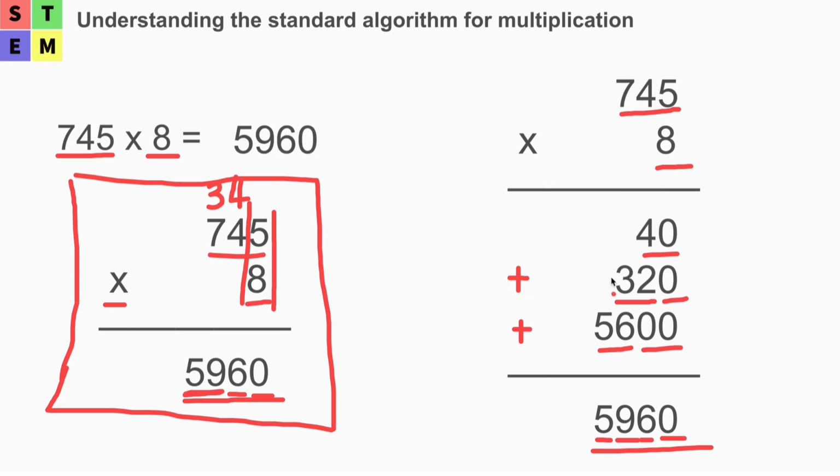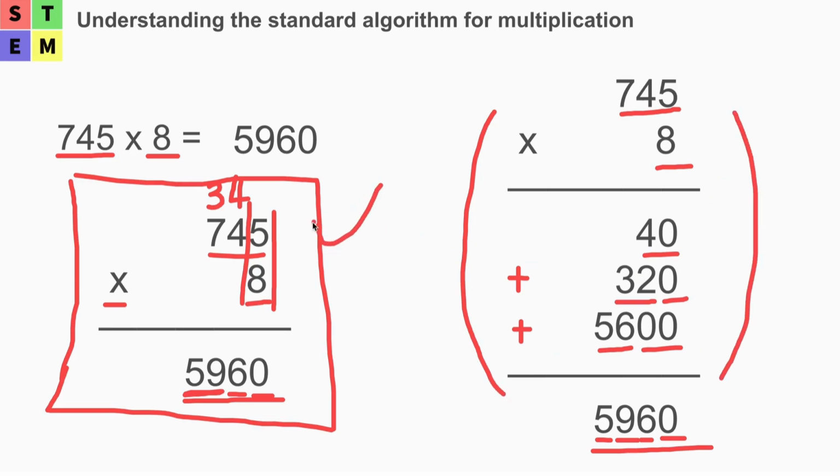So again, this one is just for explanation. And this one is the preferred method that you should continue with, okay? And here's the result for this calculation. So now let's take a look at more examples, okay?